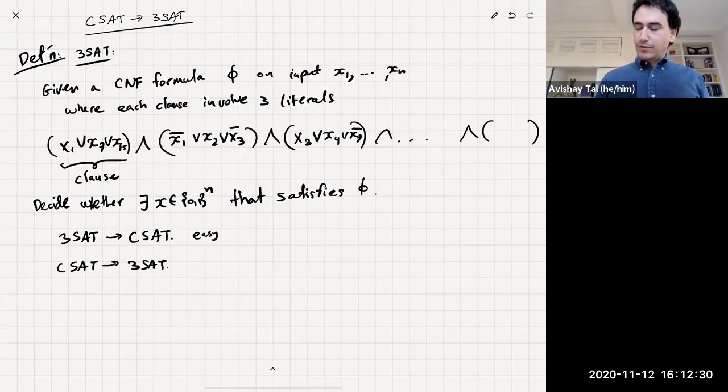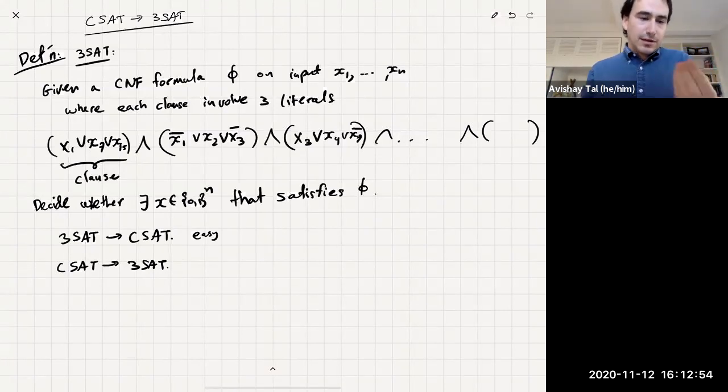Okay, so if you want to solve satisfiability on general circuits, it suffices to solve satisfiability on these expressions that are very structured. They're like an AND of many clauses where each clause involves only three variables. Notice also, what would be your strategy? How would you solve 3SAT?